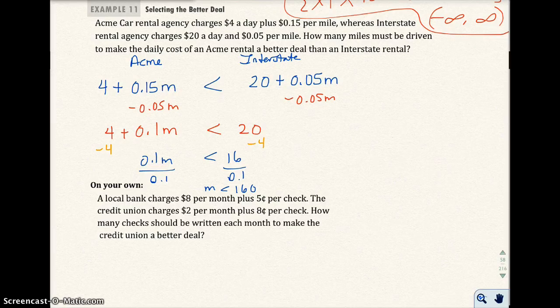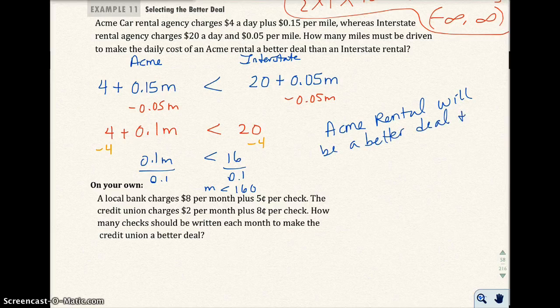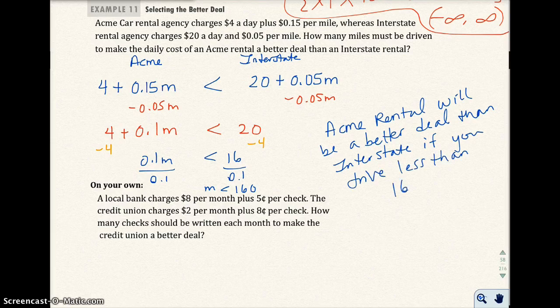So Acme Rental Company will be a better deal than Interstate if you drive less than 160 miles. Let's think about what this means. If I drive less than 160 miles, this is going to be cheaper. It could be less than Interstate.